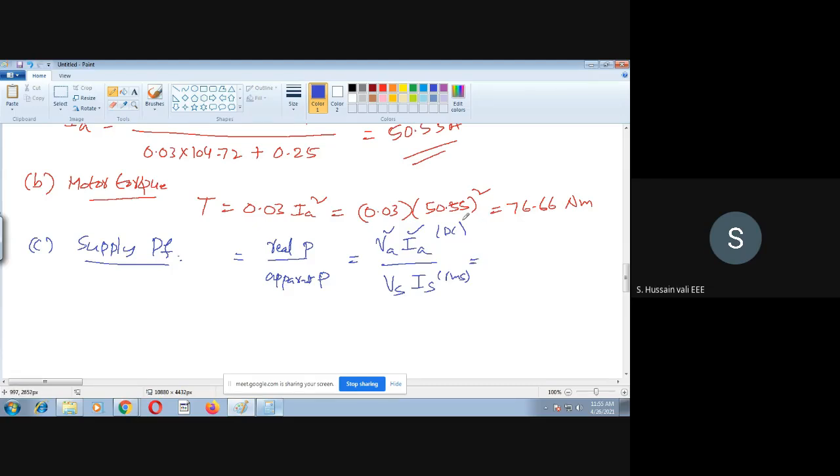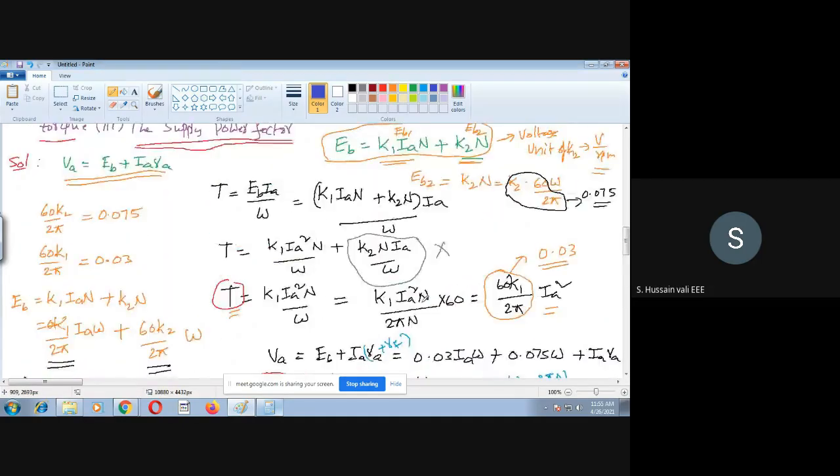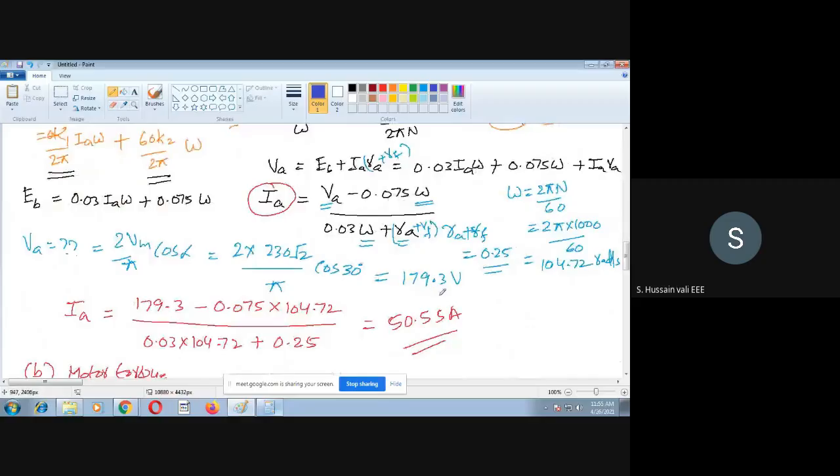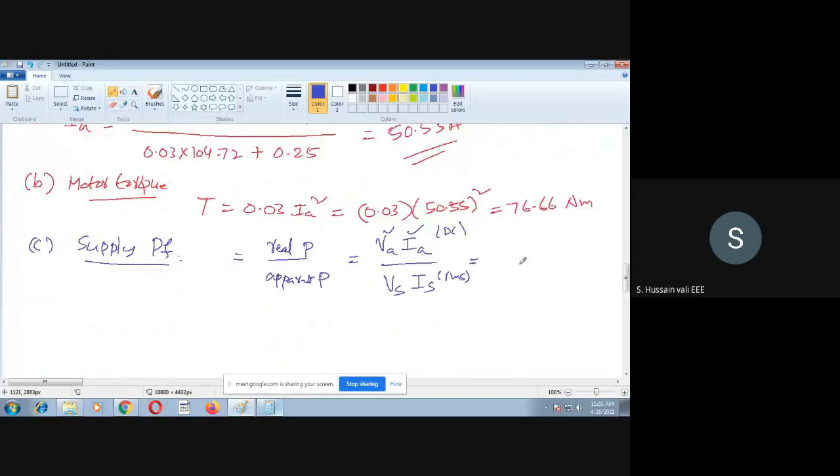So in that case, what is VA? We got the armature voltage somewhere just now. See here, armature voltage VA. Yeah, we got 179.3. So 179.3 into IA value, also just now we got 50.55, divided by Vs, that is the RMS value of 230 volt supply voltage. Now what is the RMS value of the supply current? So this is the question. It is left now.